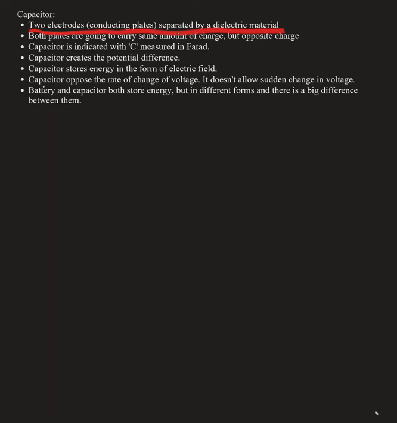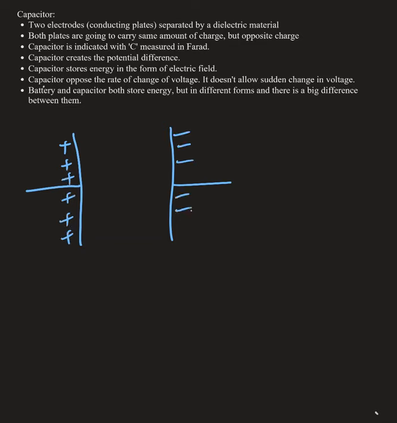Now, the next point is that both plates are going to carry the same amount of charge but opposite charges. So here a capacitor has a positive plate and a negative plate. These are conducting plates separated by a dielectric material. This plate is carrying positive charge and this plate is carrying negative charge. Each plate carries the same amount of charge. So if this plate is carrying Q and this plate is carrying negative Q, altogether we say the capacitor carries a charge of Q.